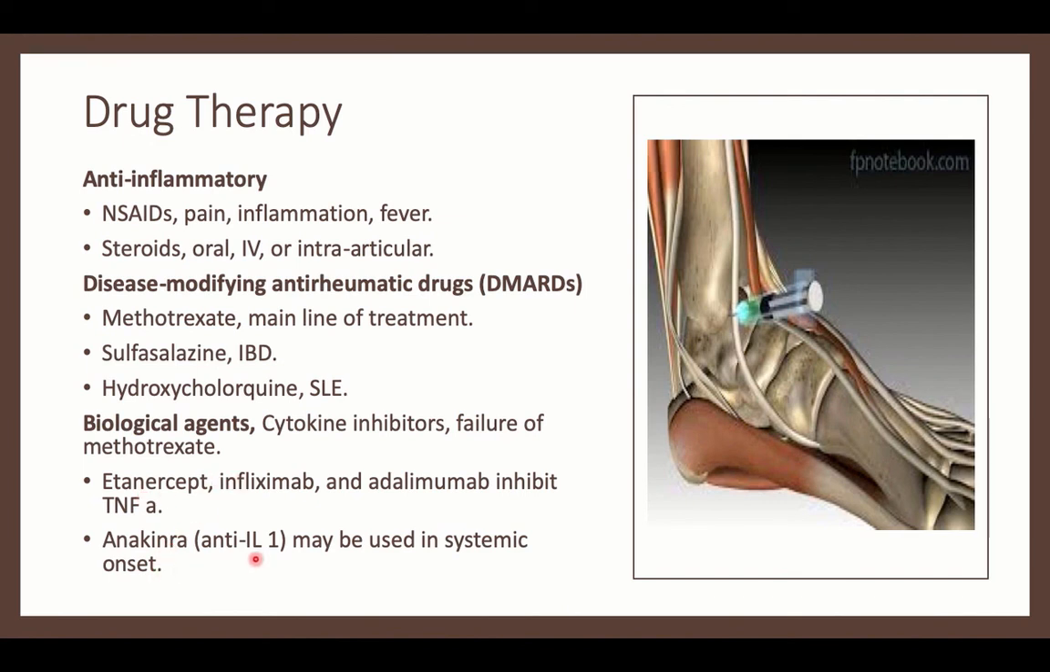Anakinra, which is a monoclonal antibody that attacks interleukin-1, can also be used in case of systemic onset disease. This is drug therapy for JIA.